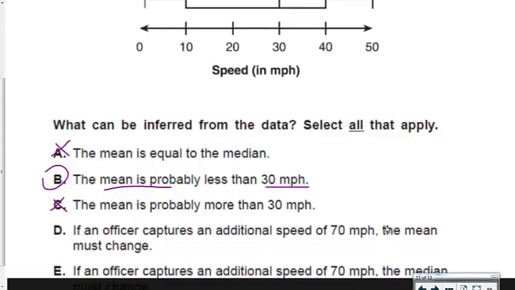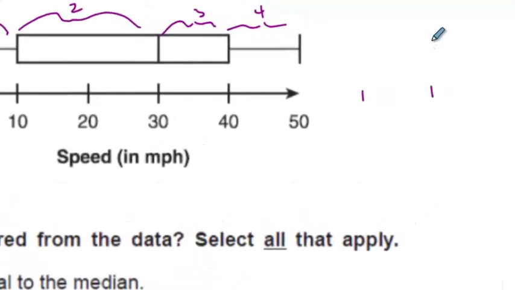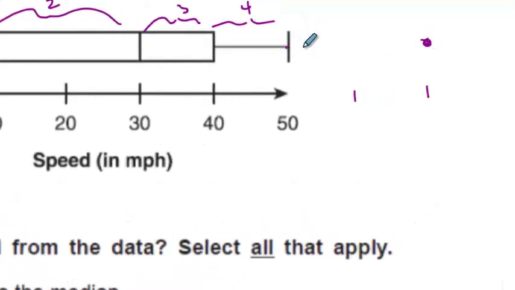And then an officer captures an additional speed of 70 miles per hour. The mean must change. So if I had 70 miles an hour, all the way out here, would the mean change if I included that in my data set? Yes, it's going to raise it, because you're adding it in and you're dividing by the number of numbers. Does that make sense? A really big or a really small outlier affects your mean.